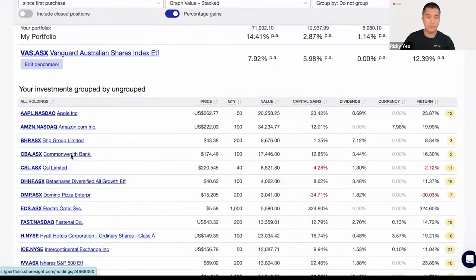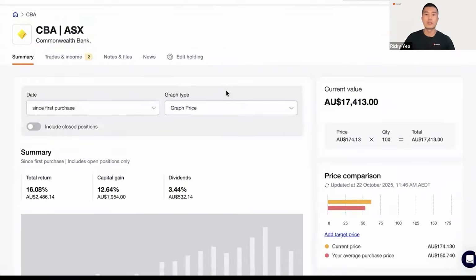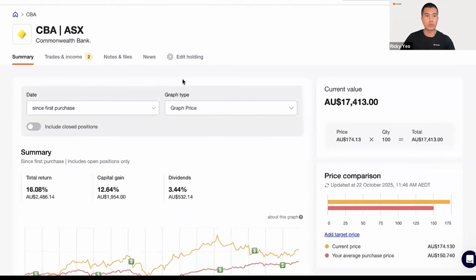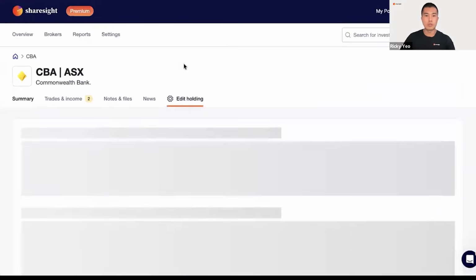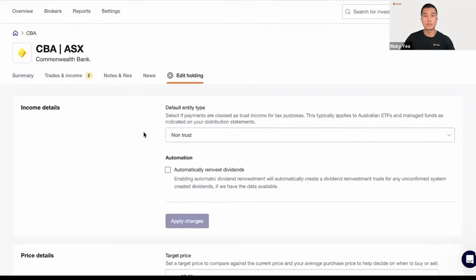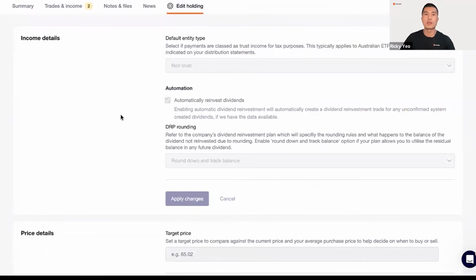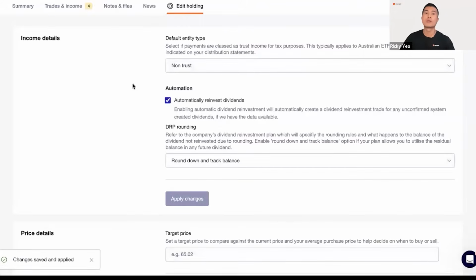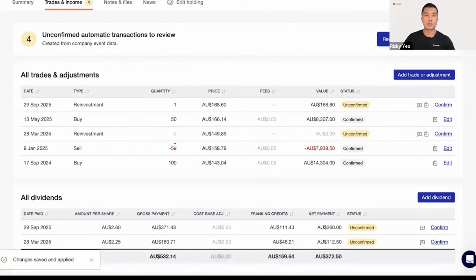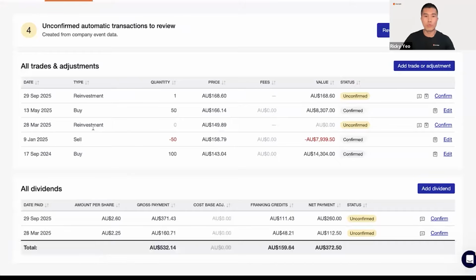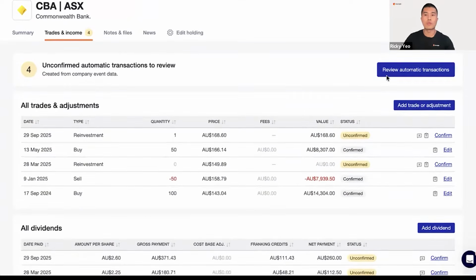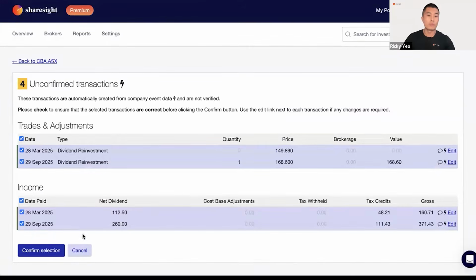Let's say we just use CBA as an example. If you have dividend reinvestments with CBA, all you need to do is go to the edit holdings, and then you just need to turn on the automatic reinvest dividends, apply changes, and Sharesight will look at all the dividends that you received in the past and reinvest those. So it will create reinvestment transactions based on, in this case, the 2 dividends that I received in the past. And you need to review and confirm those transactions.